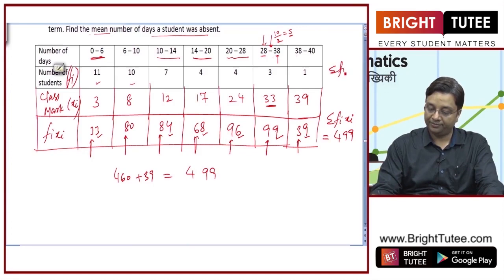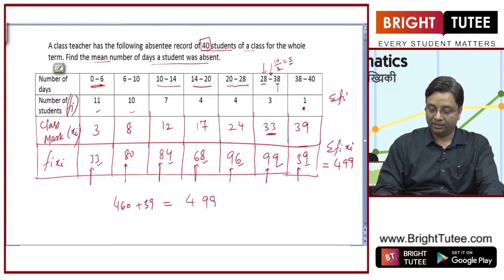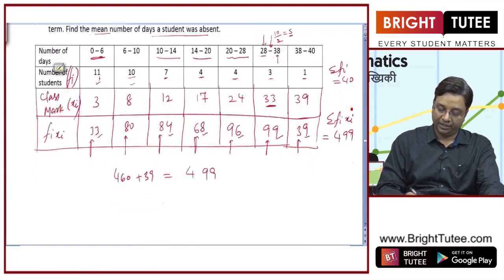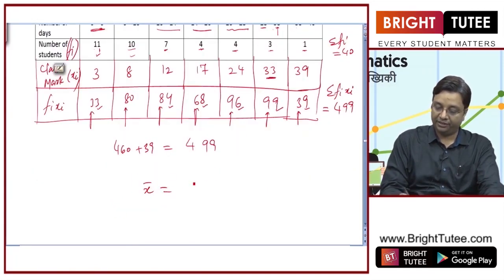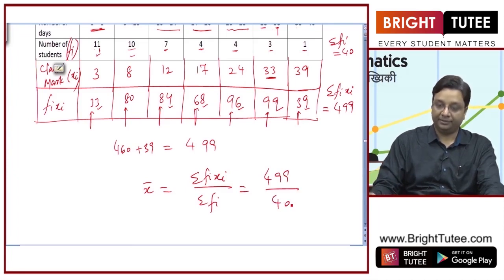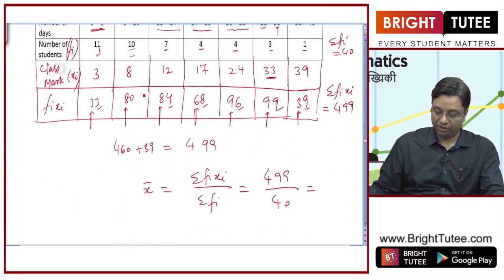What is sigma fi? It is equal to 40, because we are talking about 40 students here. Or you can look at the sum here. 3 plus 1, 4 plus 4, 8, 12, 19, 20, 30, 40. So this is equal to 40. Hence, what I can say is the mean is equal to sigma fi xi divided by sigma fi, that is 499 divided by 40, which will give me my x bar for this question. So this is the mean number of days the students were absent.